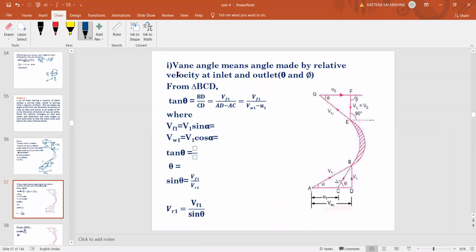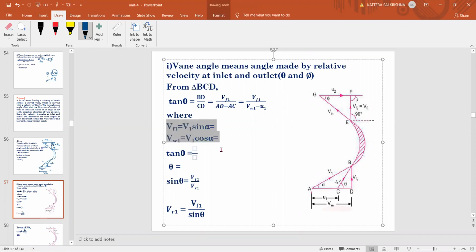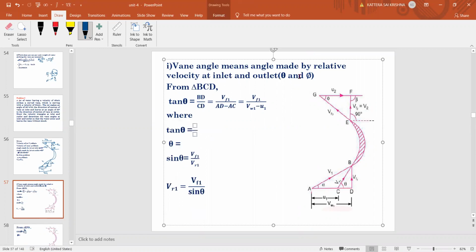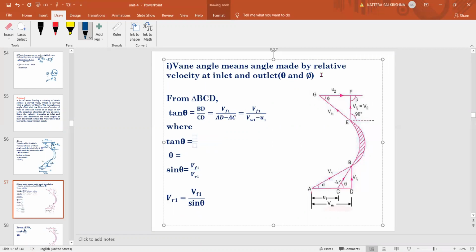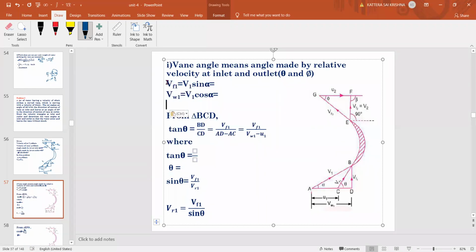Now you can see what we need to find. We need to find the vane angle, which means the angle made by relative velocities at inlet and outlet, theta and phi. Same concept as the last problem. First we will find VF1 and VW1 from the inlet triangle. VF1 is the vertical component of V1. So V1 sin alpha gives VF1, and V1 cos alpha gives VW1.